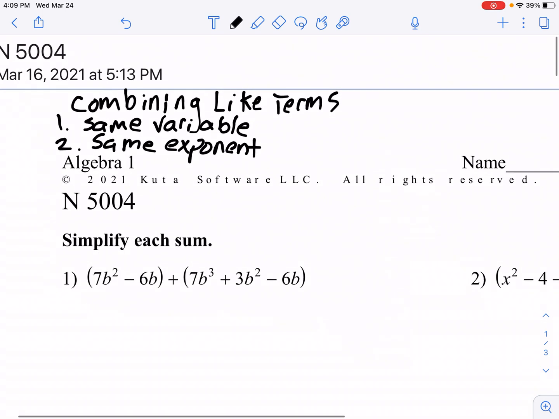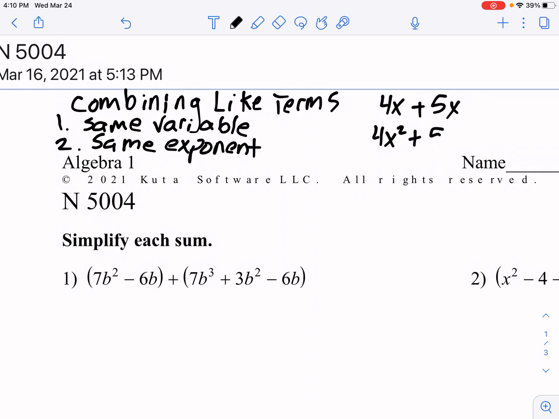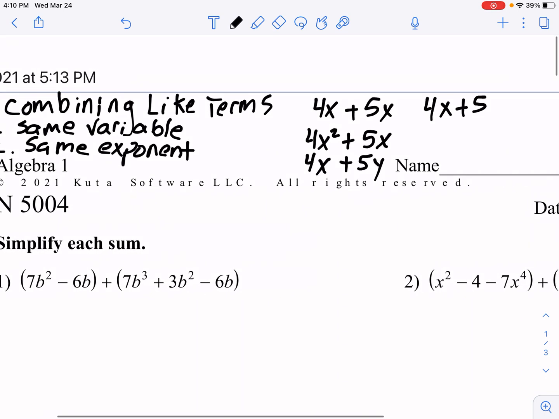So for instance, let's just write out a couple of examples. I'll let you write this down real quick and I'll write it out to the side. So for instance, let's say I had 4x plus 5x, and I had 4x squared plus 5x. Let's say I had 4x plus 5y, and then let's say I had 4x plus 5, okay? So looking at these guys, we want to decide what works and what doesn't work, okay?